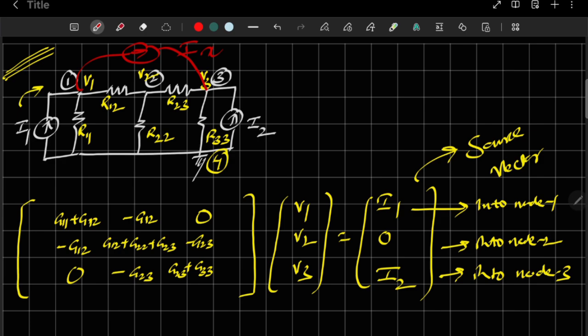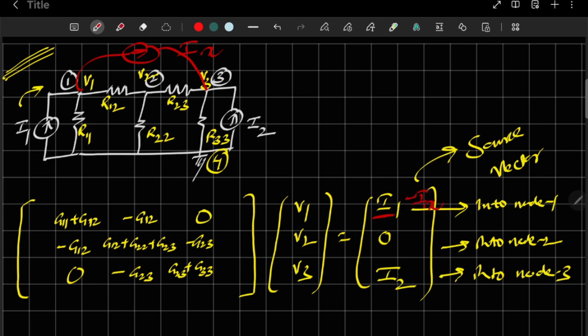Then what will happen? Now two current sources are connected at node 1. One is I1, the second one is Ix. I1 is injected into node 1, but Ix is not injected into node 1. It is going away from node 1. So as I1 is injected, there is no change in I1. But Ix is leaving node 1. How to make it injected? You have to take minus Ix.